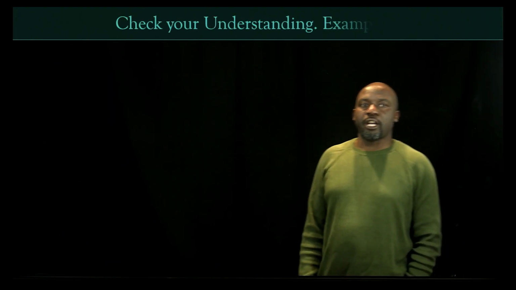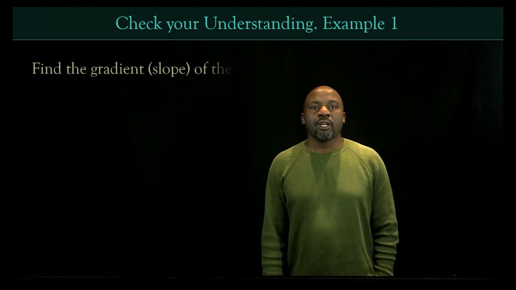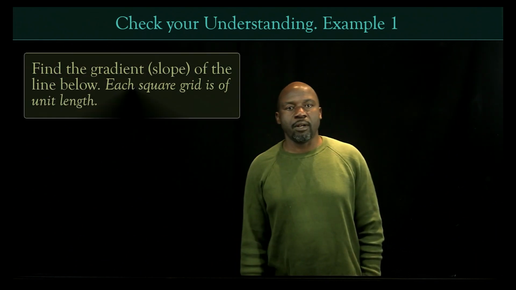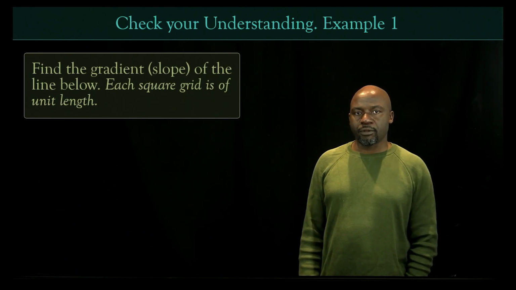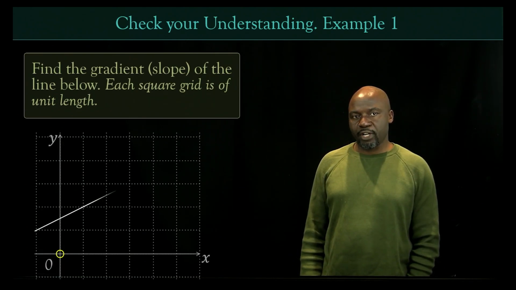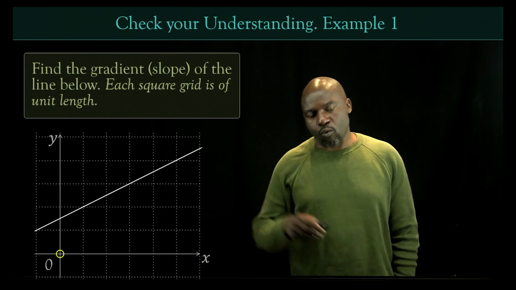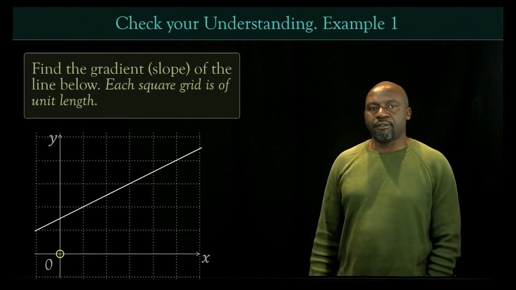Okay, let's check your understanding with the first example. Find the gradient or the slope of the line below. Each square grid is of unit length. So this line is on a square grid like that, and the side of these squares is 1 unit. Okay, so what's the gradient of that line?